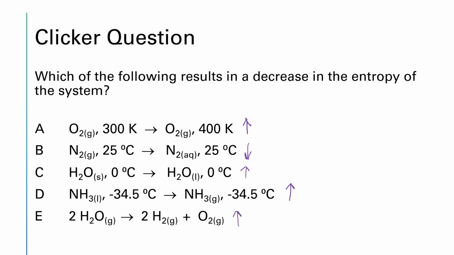So going back to Sesame Street, one of these things is not like the other, B is going to be our answer. That's the only one where entropy is decreasing.